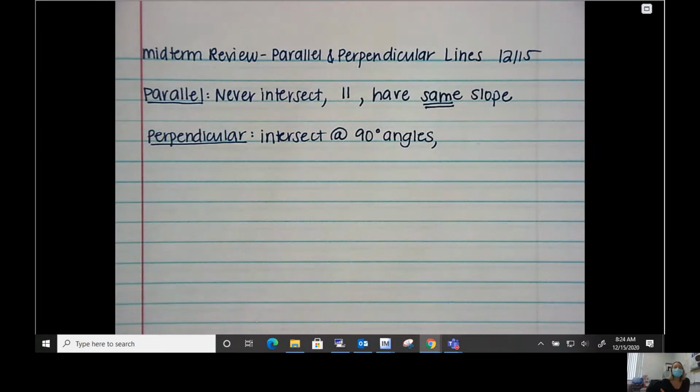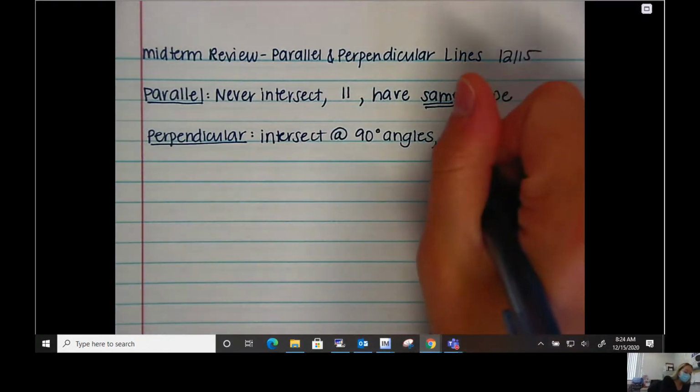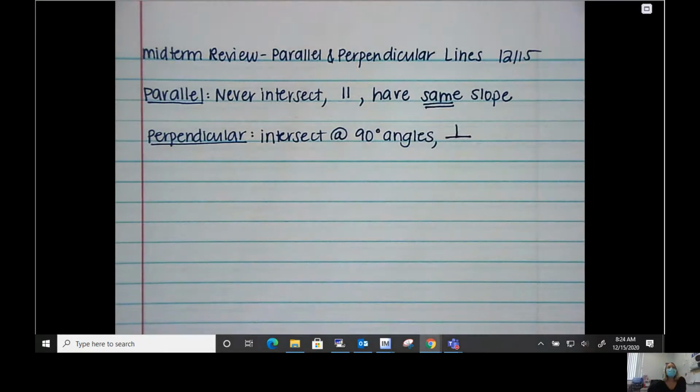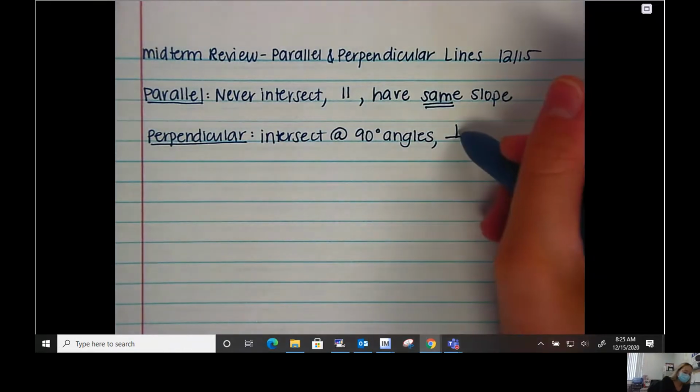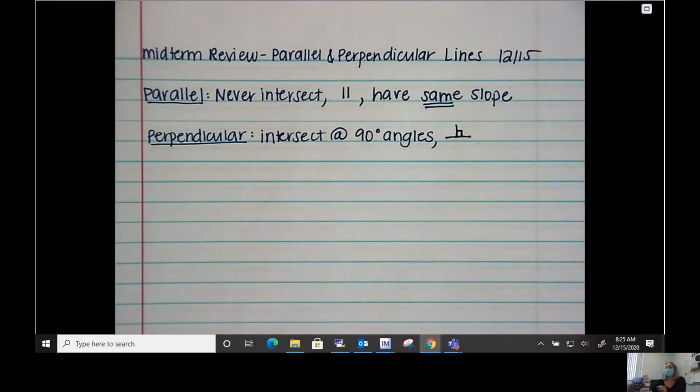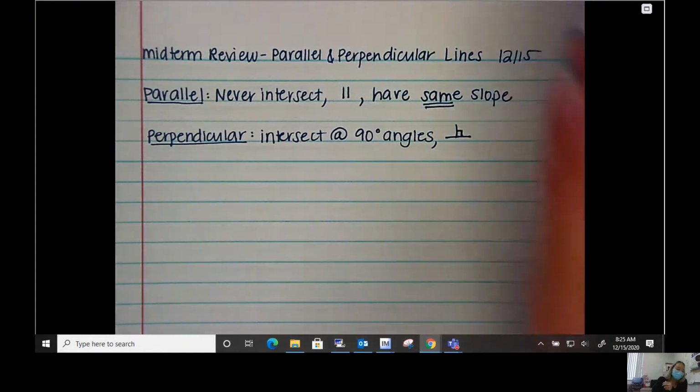Does anybody remember the symbol for perpendicular? Yeah, upside down T. It's got the little box on it. It just kind of depends on how the person decides to write it. I usually just write an upside down T, but sometimes you might see even the little 90-degree angle in that upside down T.